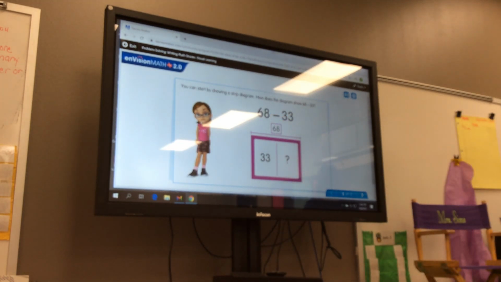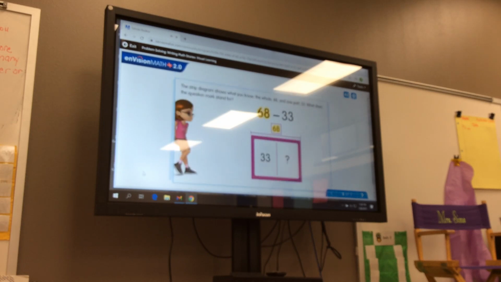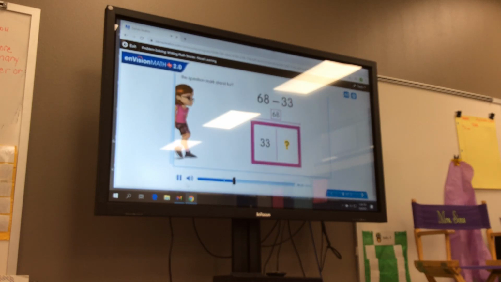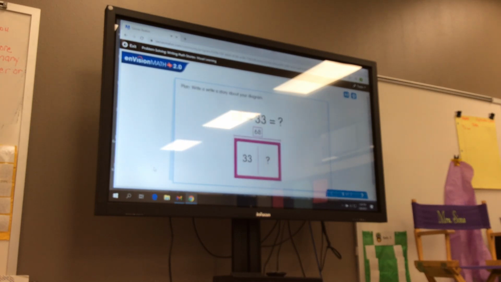What are we looking for? The other part. Good. The strip diagram shows what you know. The whole, 68, and one part, 33. What does the question mark stand for? We already answered that. We said the whole, right? The question mark stands for the missing part. Or the part, excuse me. Say that one. Plan. Write a story about your diagram.